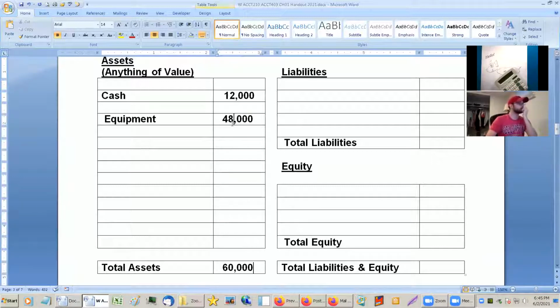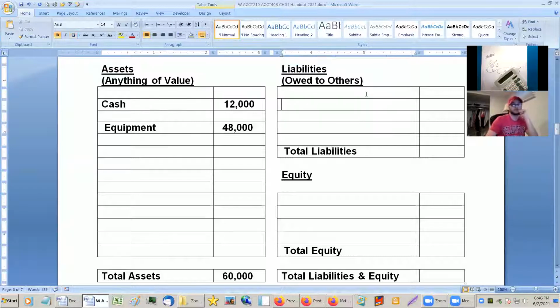So these assets don't have value, and they're 60,000. Now we're gonna go to the other side. The liabilities. These are what is owed to people. It could be a bank, it could be a vendor, it could be whatever. So this is money that we owe to other people.